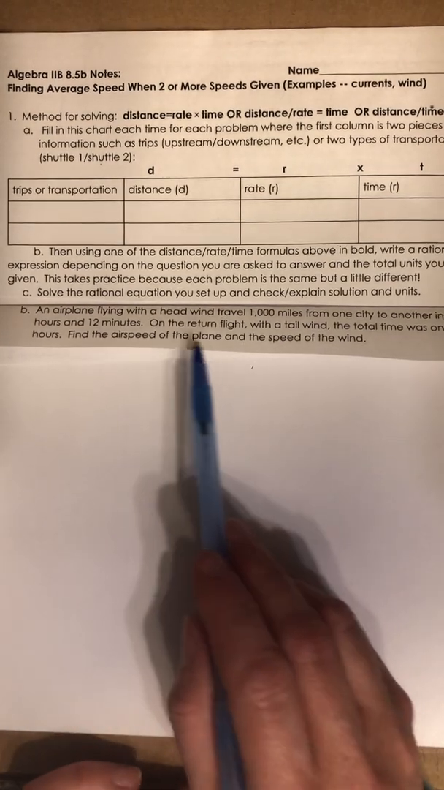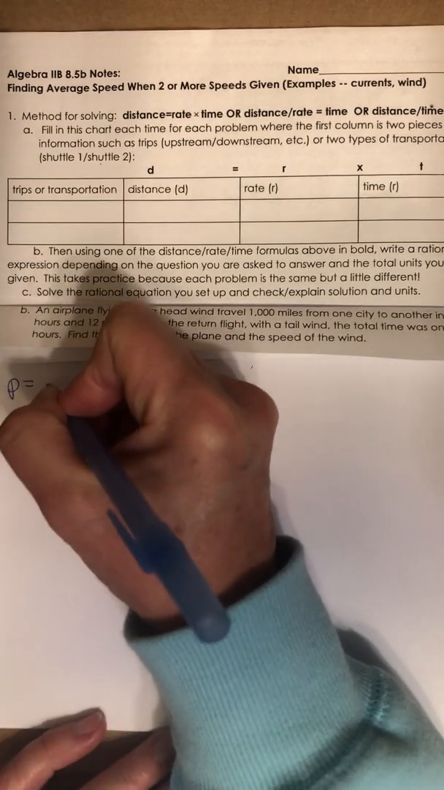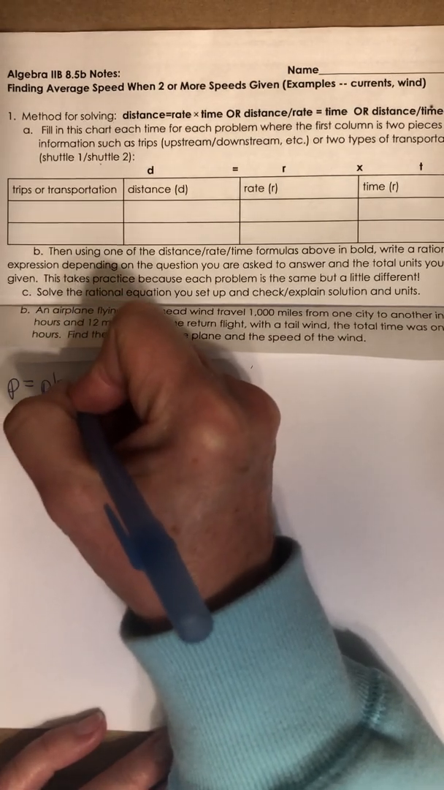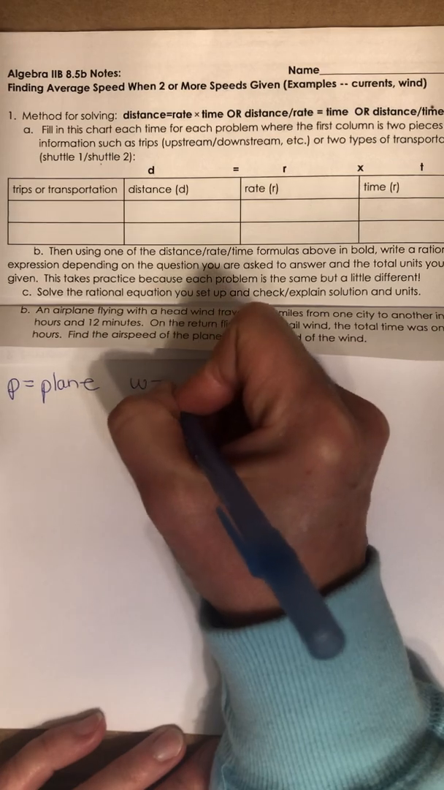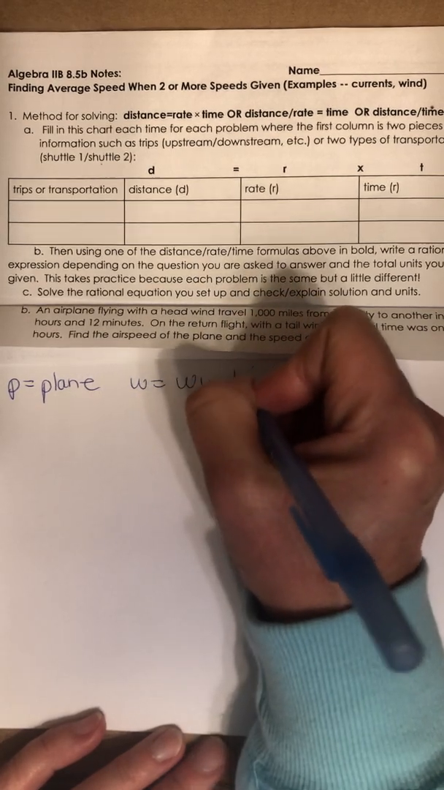Find the airspeed of the plane and the airspeed of the wind. So I'm going to call P the airspeed of the plane and W the airspeed of the wind. Let's make a chart. Here we go.